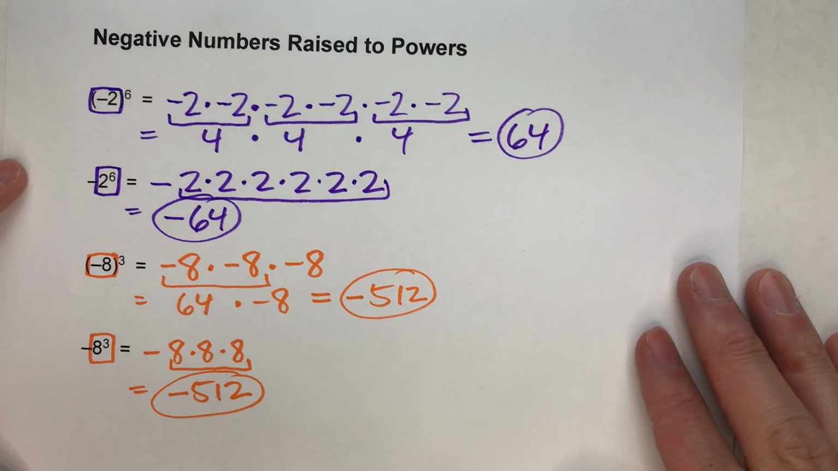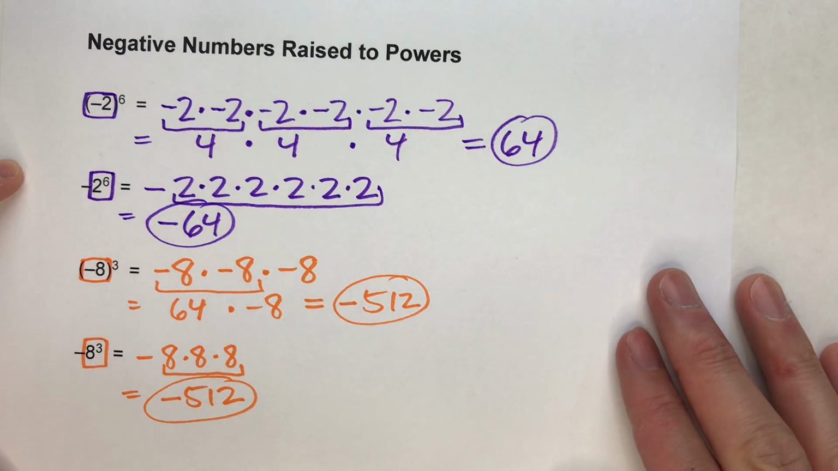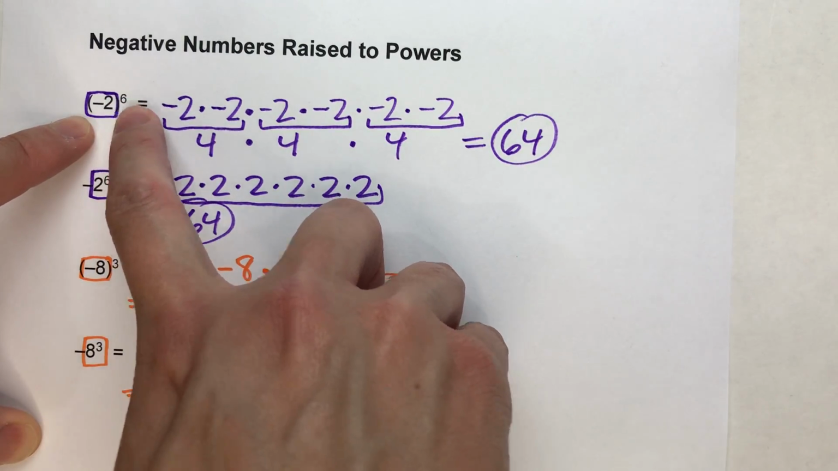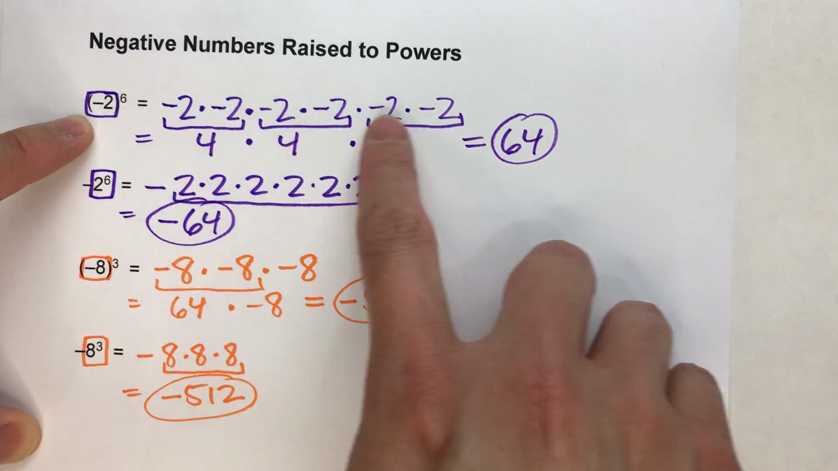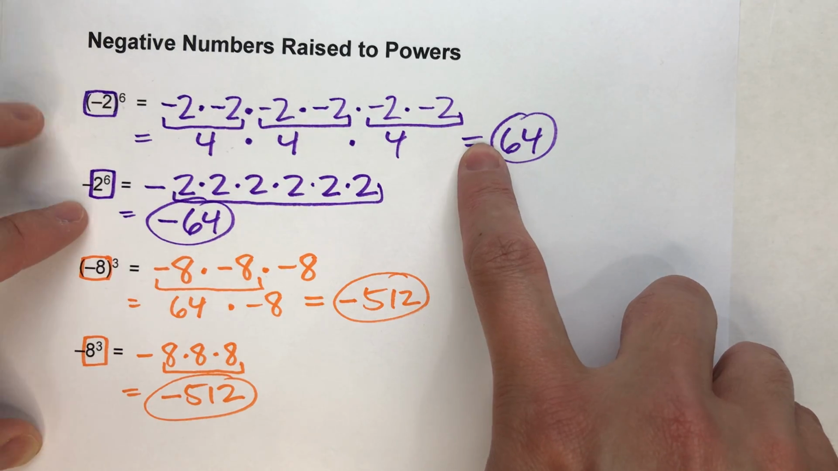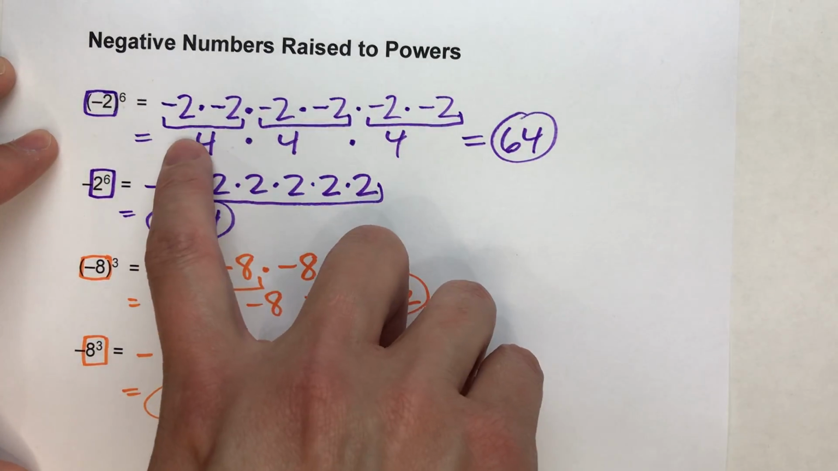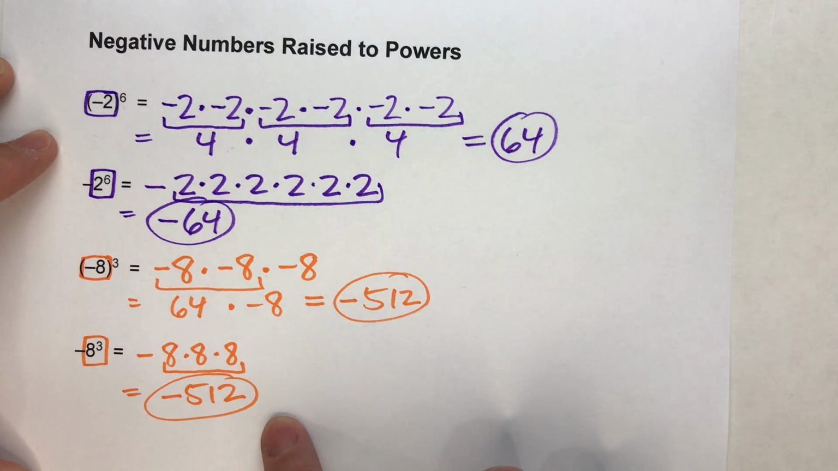All right, so the key to working with negative numbers and exponents is really to pay attention to what number is repeatedly multiplying, and then when you multiply them out, make sure you pay attention to the sign, whether it's positive or ends up being negative.